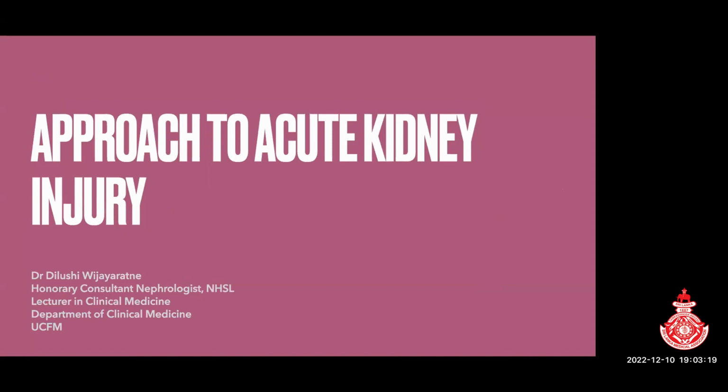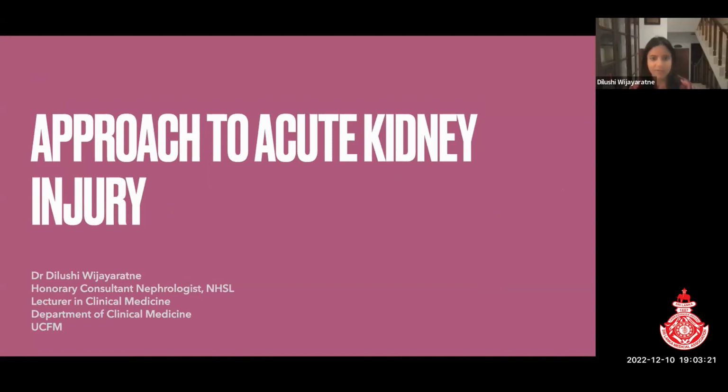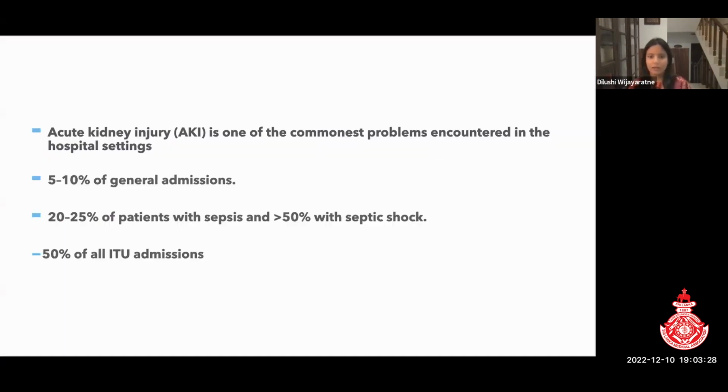Okay, thank you. So today's lecture is about the approach to acute kidney injury. AKI is one of the commonest problems encountered in the hospital setting. And you can see AKI in about 5 to 10% of general admissions, 20 to 25% of patients with sepsis, and over half of the patients who go on to develop septic shock. Again, over 50% of all ITU admissions may have acute kidney injury.